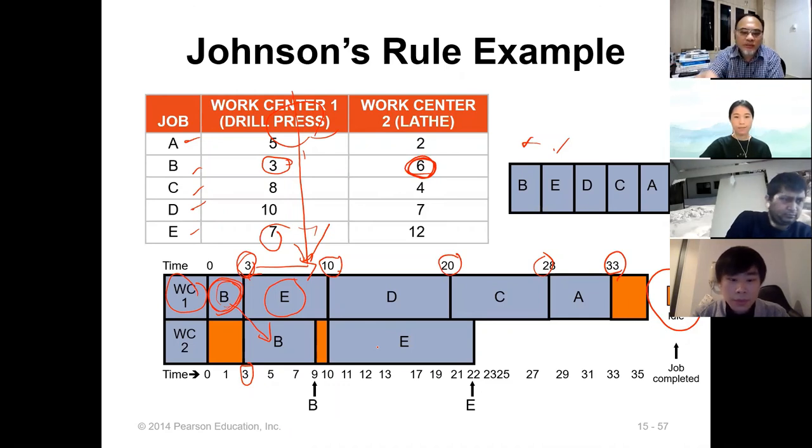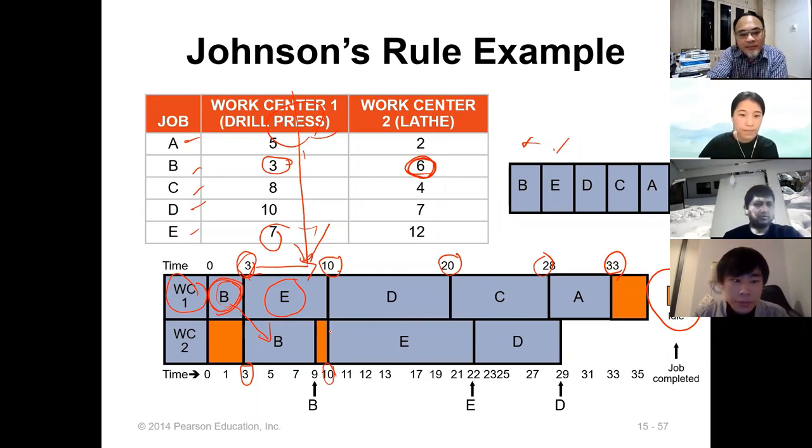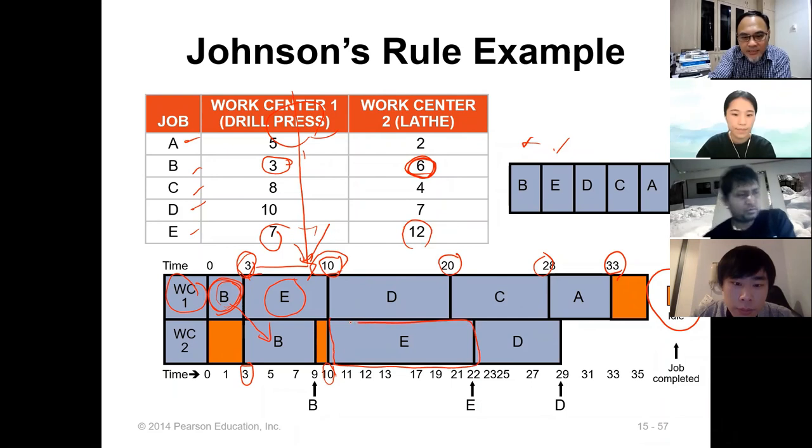So this is Johnson's rule, which is required for loading jobs at 2 work centers or 2 machines. This is not completed yet. So you understand why E can only start at time 10? When is E going to start for machine one? Machine one. Time 3, right? Yeah, it's time 3. Okay, it requires 7 days. So it will complete on day 10. Okay, day 10. So on day 10, then only E can start for the machine 2 job.